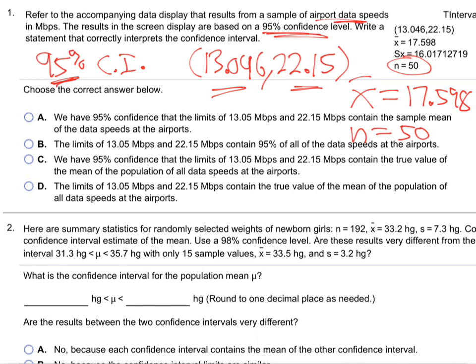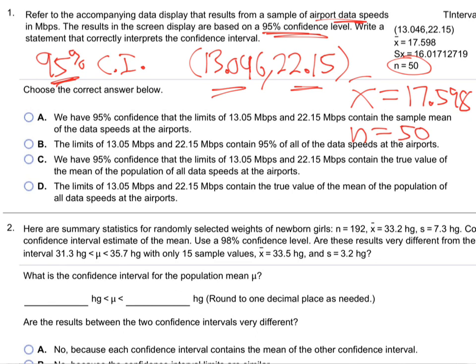But that's not every airport in the world, is it? And what we want to know, suppose they want to write an article or a paper about the average data speed for all airports in the world. What's the true average at all airports in the world? How are they going to do that? Well, can they say, we're confident it's 17.598? No. That's just the average for the 50 airports they looked at. How about the whole rest of the world?